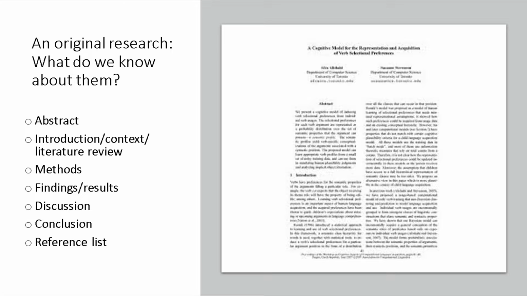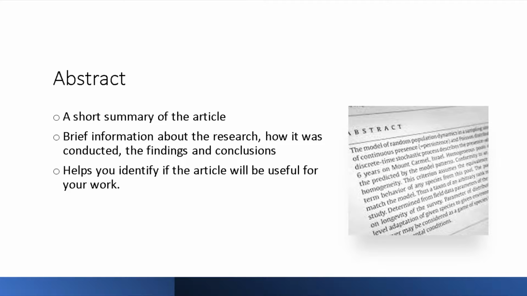An original research article should have the following: an abstract, introduction, methods, findings, discussion, conclusion, and a reference list. I am going to briefly go through these one by one. An abstract is a short summary of the article, telling you briefly about the research, how it was conducted, the findings, the conclusions, and what the research contribution is.